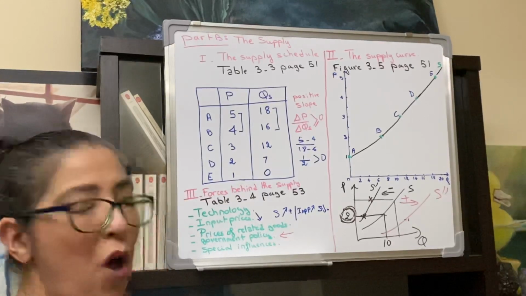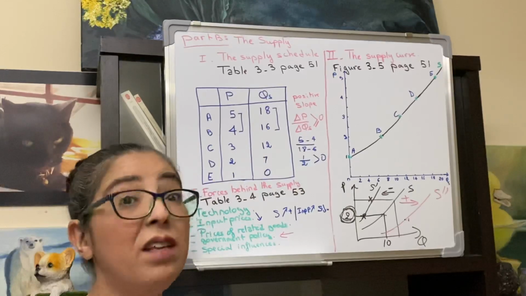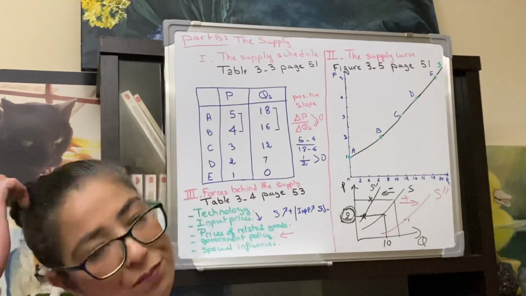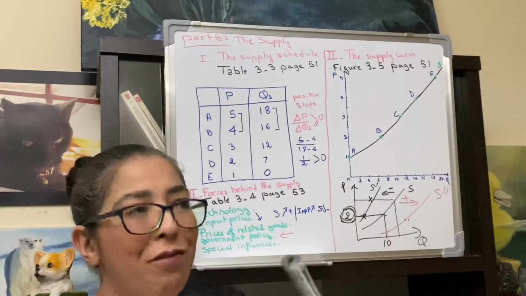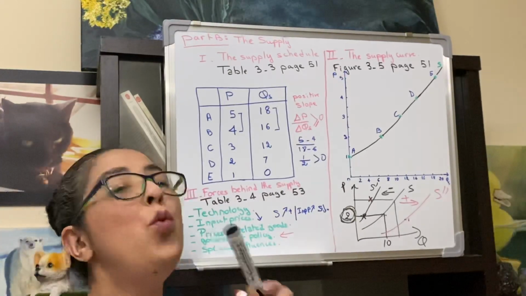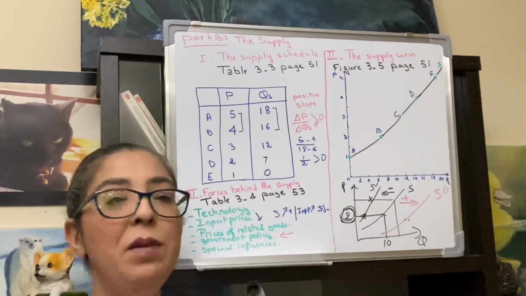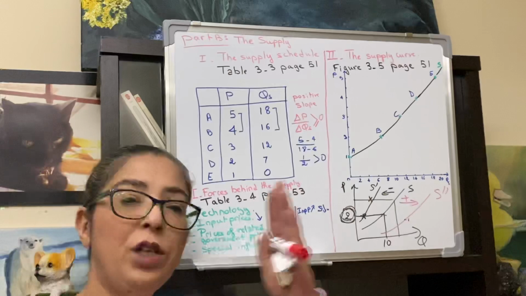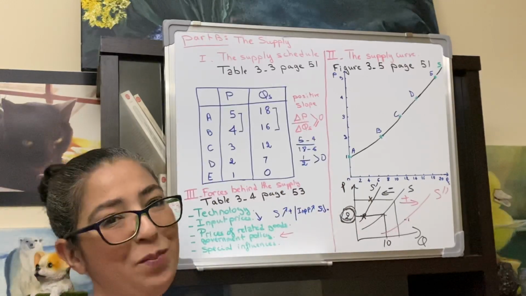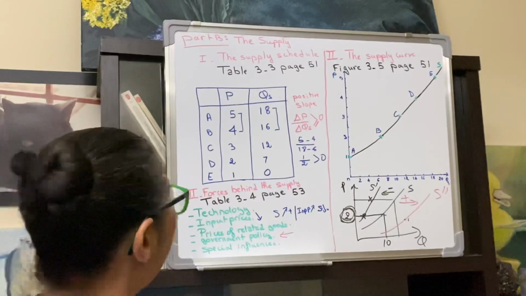Okay. So when factors other than the price affect the quantity supplied, we have a shift in supply. A shift to the right means it's an increase. A shift to the left, it's a decrease. Okay? Now I'm gonna move on. I hope you followed me till here.